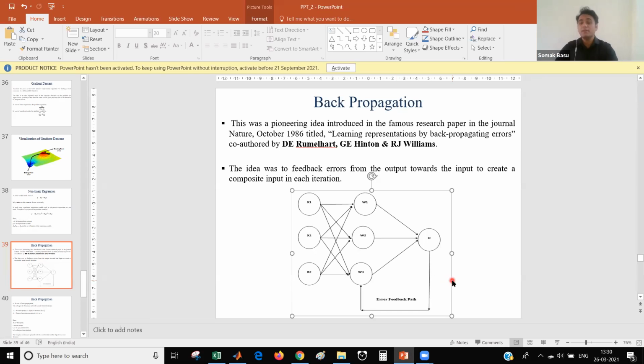So, what they suggested is, you can feed back the errors from the output towards the input. It is something like this. For example, somebody is doing some job, and there are some errors, some shortcomings in the job. If you don't give the feedback of the work to that person, then how will the person know what is going wrong? So, for example, I'm teaching.